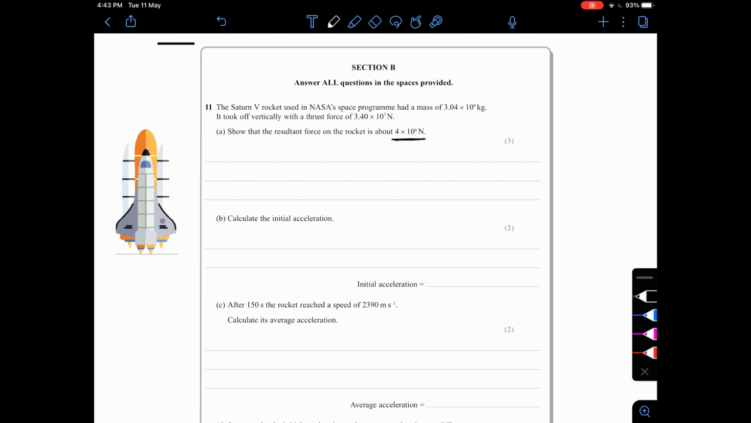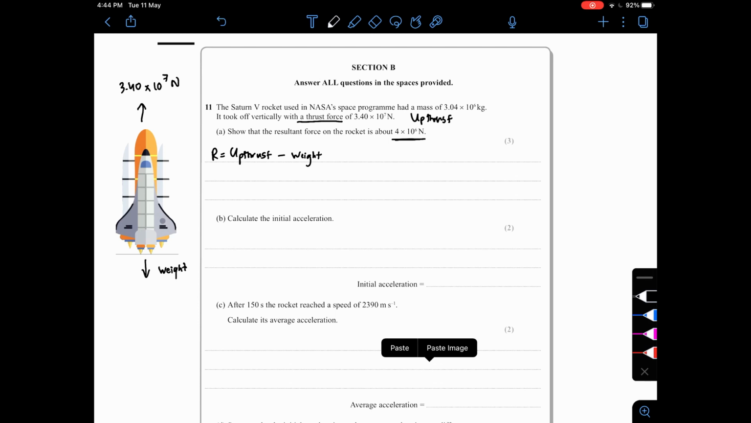Now that's important. We need to find what? The resultant force. So I have this diagram here of the rocket, so it's more visual. Now if we have a rocket and it took off vertically with this force, let's just call it our upthrust, right? That's a term we're familiar with, upthrust. So if the upthrust is 3.4 times 10 to the power 7 newtons, there must be another force counteracting that, right? There must be another force acting on the rocket, which is in fact its own weight, which we can find out. So the resultant force should be the upthrust take away its own weight.